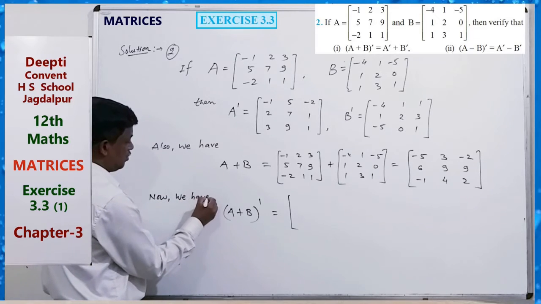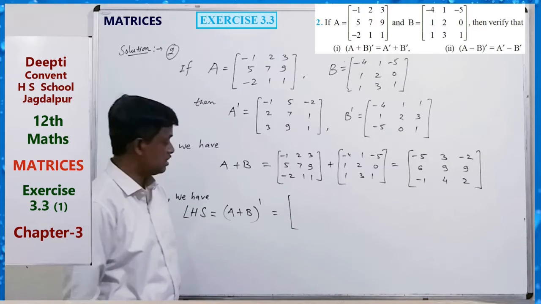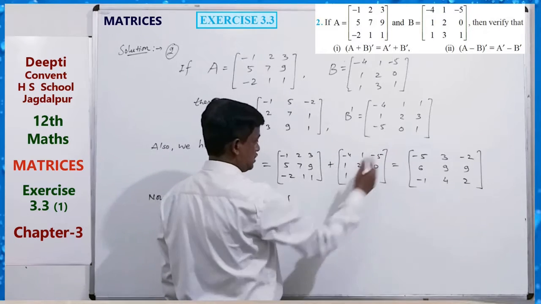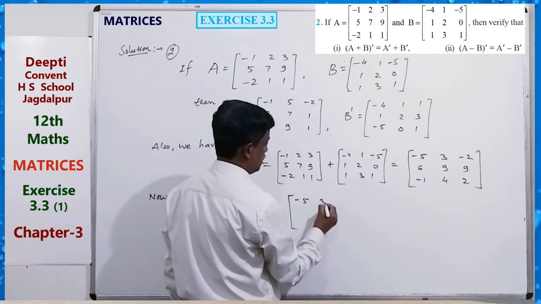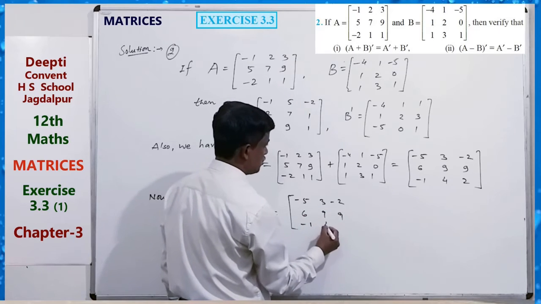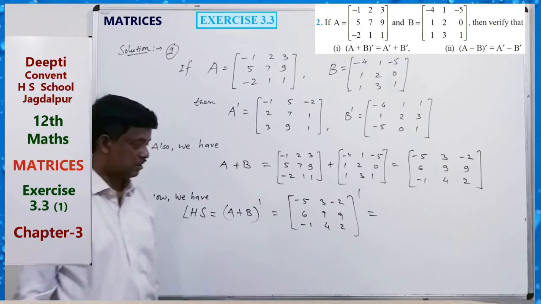Now we have the left hand side, because the left hand side is (A plus B) dash. So (A plus B) dash means its dash: minus 5, 3, minus 2, 6, 9, 9, minus 1, 4, 2, and dash is equals to, just find the transpose of this.